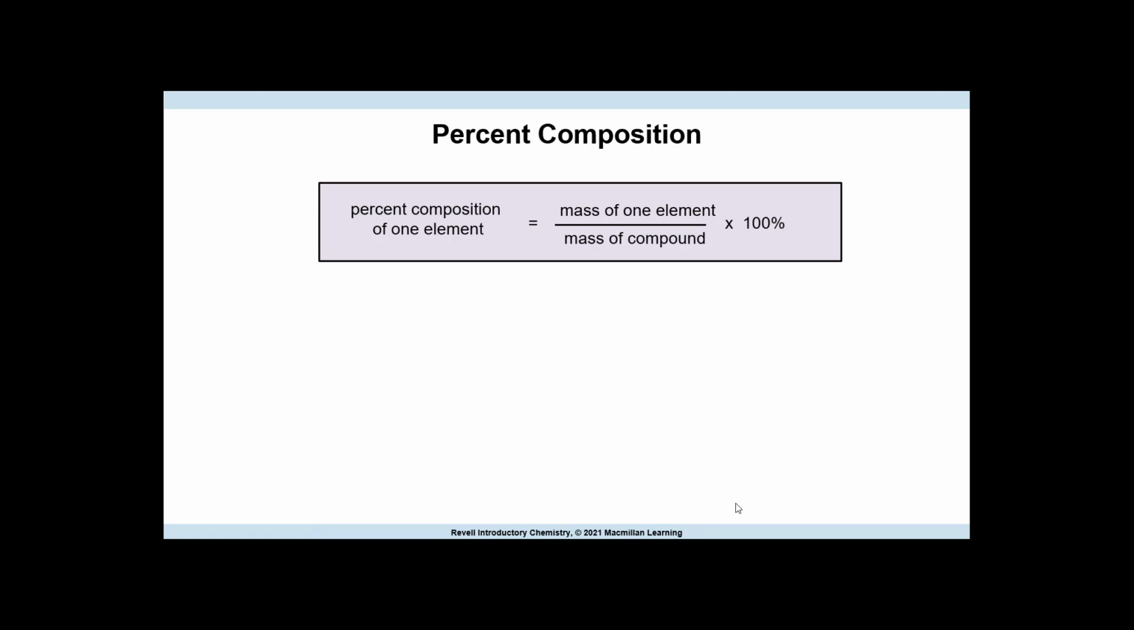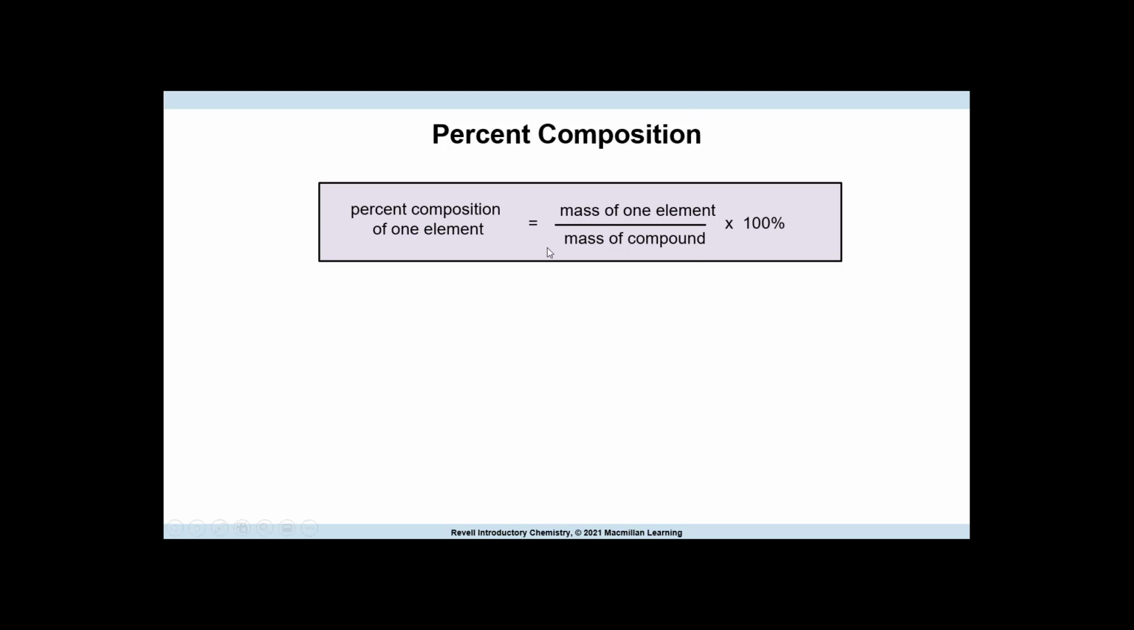Okay, so now we're going to look at percent composition. Chemists sometimes describe compounds by the percentage by mass of each element in a compound. This is called the percent composition of a compound. We calculate percent composition by dividing the mass of one element in a compound by the total mass of the compound and converting it. What does this mean?